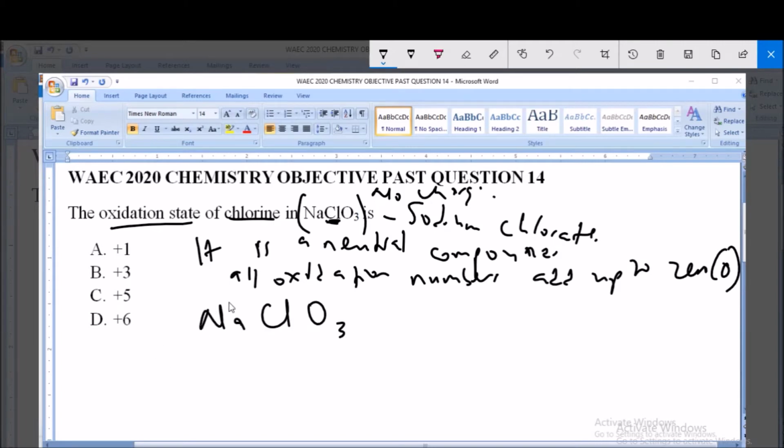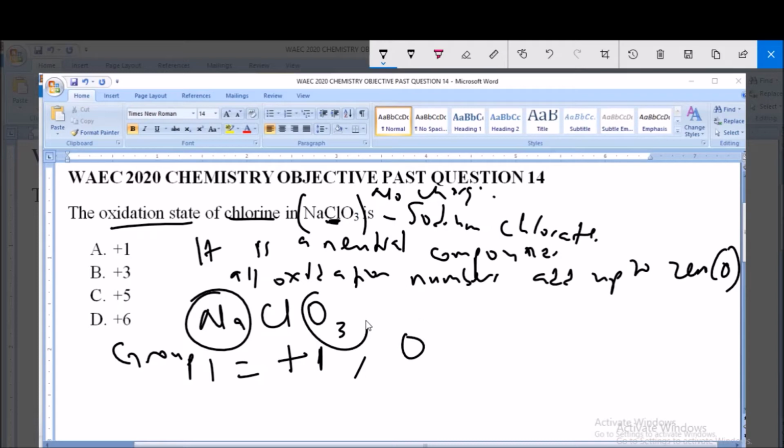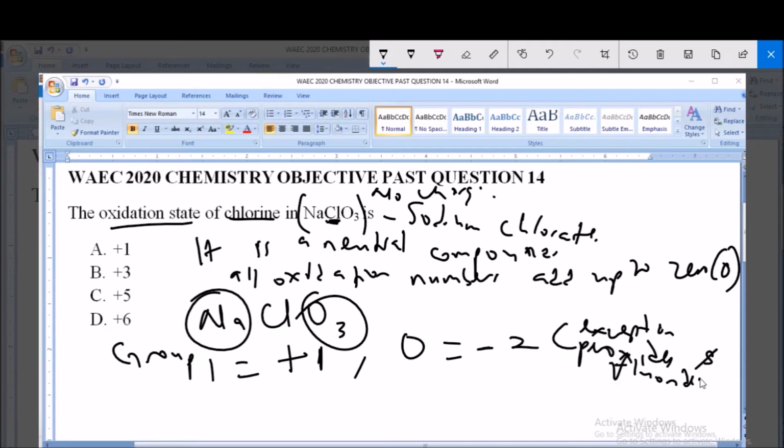So sodium is a group 1 element, so its oxidation number is plus 1. That is the rule for it. And then oxygen's oxidation number is minus 2, except of course in peroxides and fluorides. That's the only exception where oxygen is not minus 2. So these are rules.